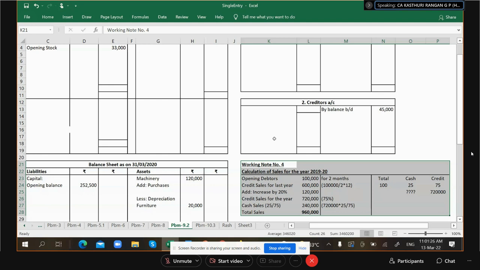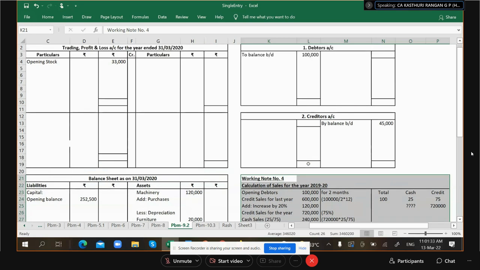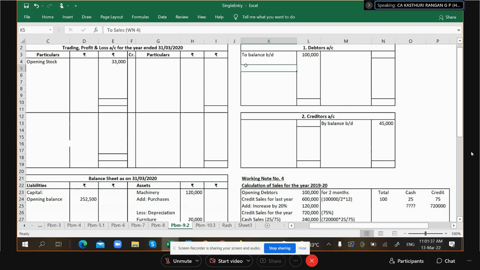Clear? Okay. Now, what are the informations you got from here? You got the credit sale, you got the cash sale. Now, tell me, friends, where will you record the credit sale? In the debtors account, correct? Debtors account debit to sales account 720, and you'll record it in the trading account also. By sales cash 240, credit 720, so total 960.